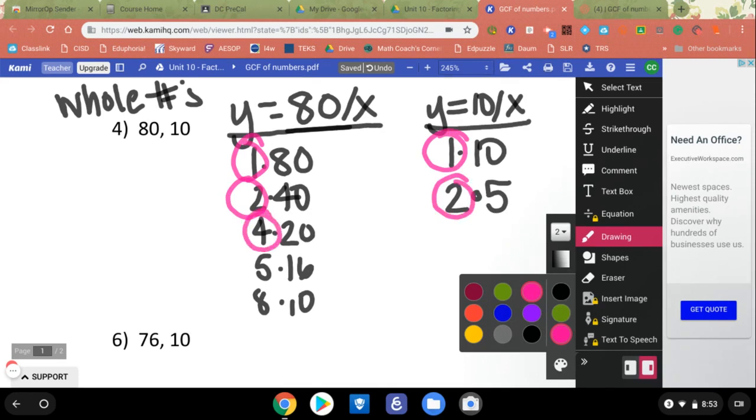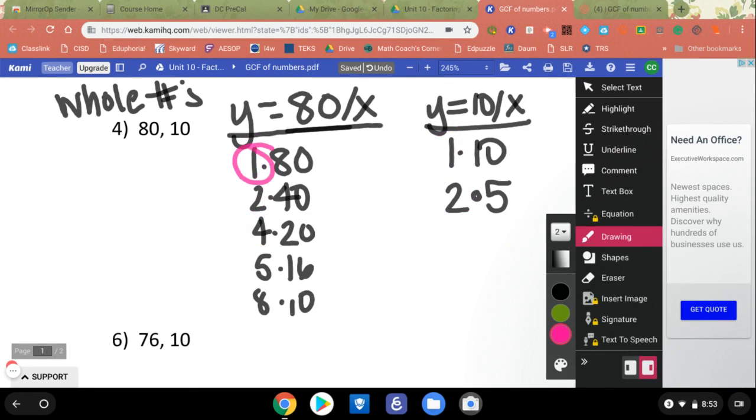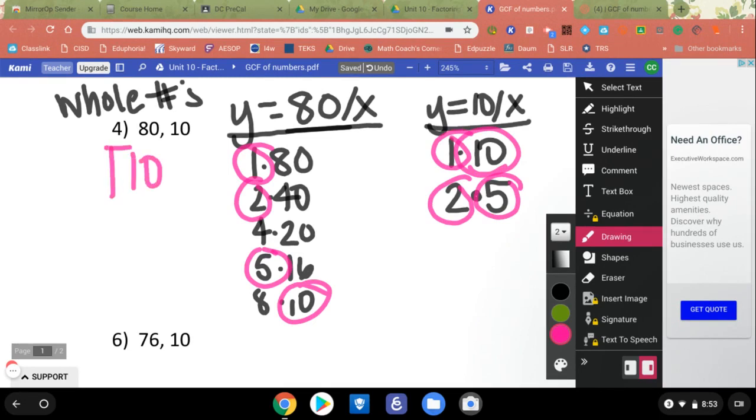I see a 4. Oh, no, I don't see a 4. Sorry, that was my bad. There was a 1, a 2. There was a 5 in both lists. And there was a 10 in both of my lists. So if I'm looking at that, which of those numbers is the biggest? Well, 10 is the biggest, so 10 has to be my GCF.